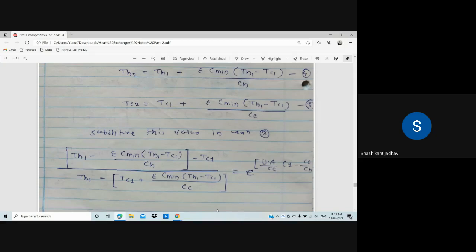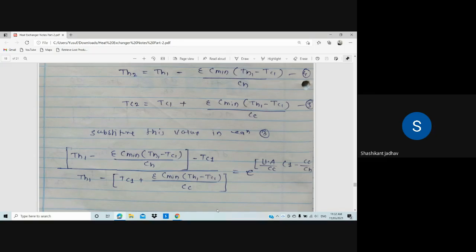Okay, so substitute these values in equation number 3. By putting that value we get the equation as Th2 minus Tc1. So instead of Th2 we have to put the value Th1 minus epsilon into C minimum into Th1 minus Tc1 divided by Ch, minus Tc1, divided by Th1 minus Tc2. So what is the value of Tc2? Th1 minus bracket Tc1 plus epsilon into C minimum into bracket Th1 minus Tc1 divided by Cc.